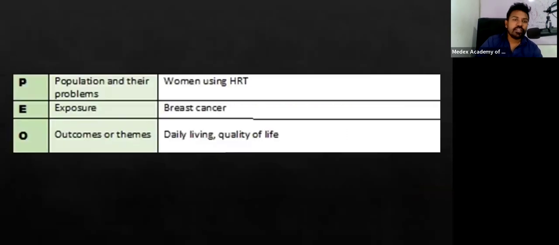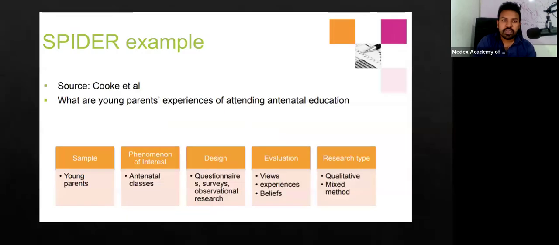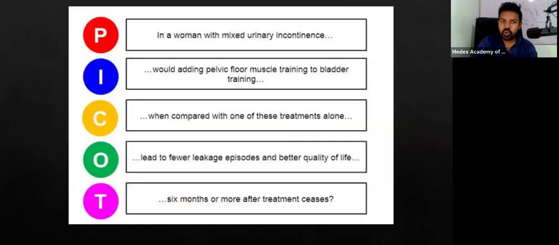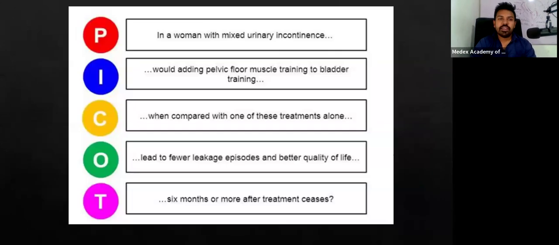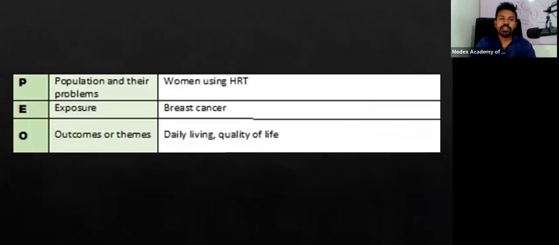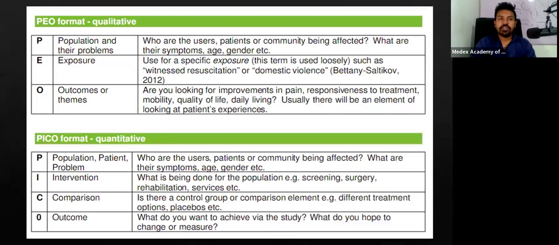You can learn these further. Practically you will get these things in future sessions also. So, population and their problems, the PEO structure. There are many main structures, but mostly you can use SPIDER or PICO. Mostly you can use PICO. And if it is a qualitative study, it's better to use the PEO format. PEO.